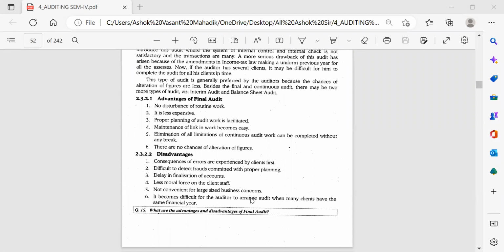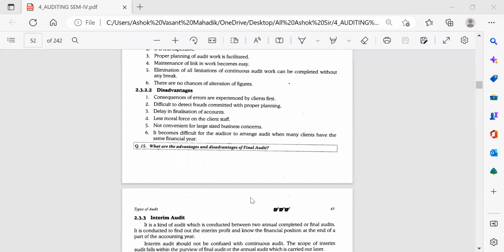Clear? What are the disadvantages of this final audit or completed audit? Consequences of errors are experienced by the client first. If any mistakes, frauds, or errors occur, then the client has already suffered it. The final audit will reveal it after the year is over, isn't it? So this is a lacuna or disadvantage.